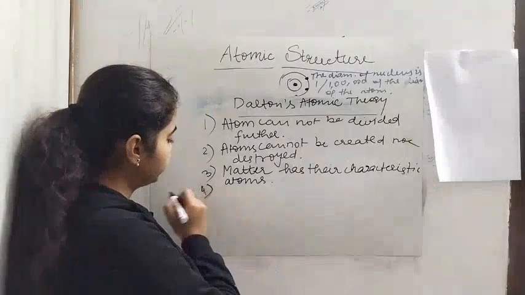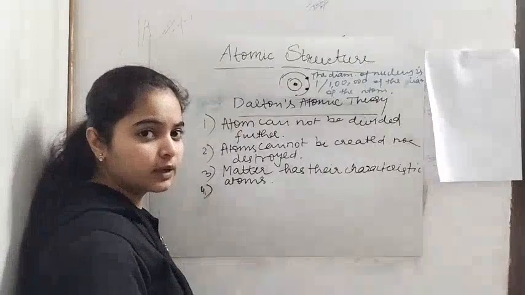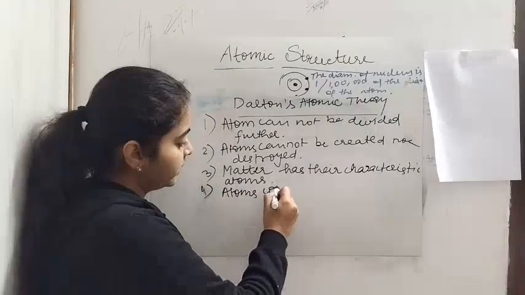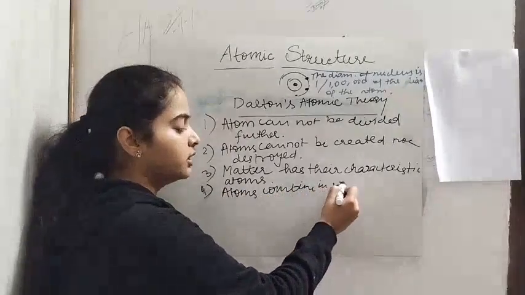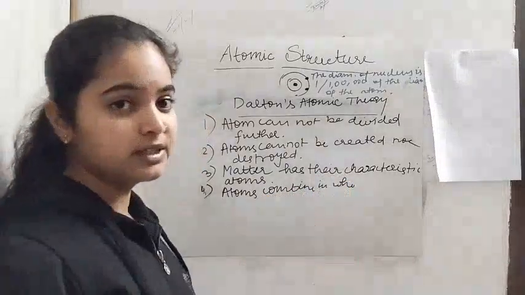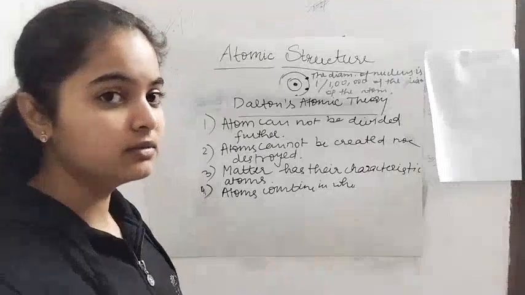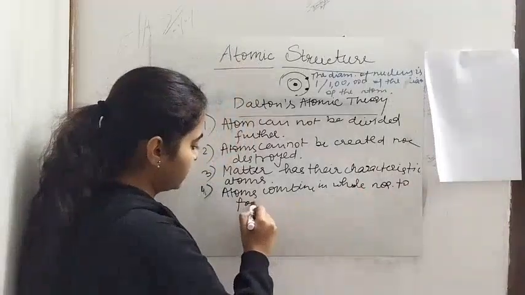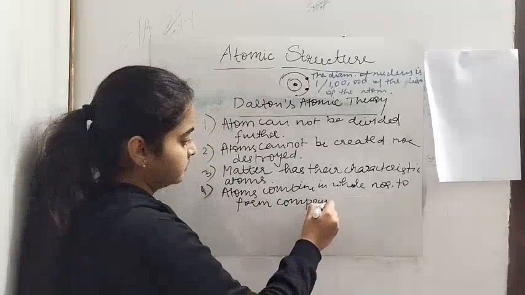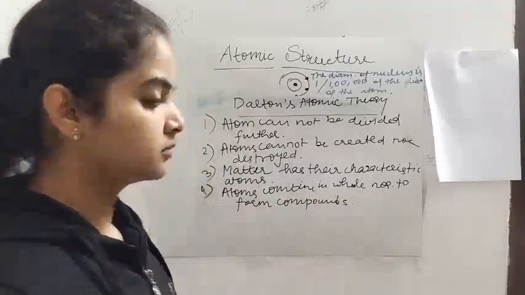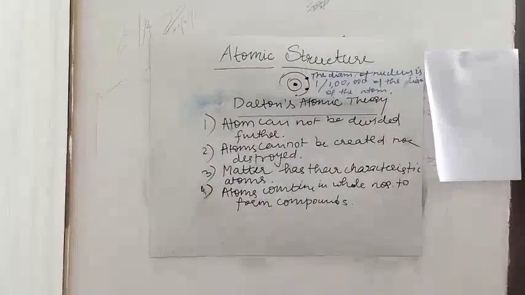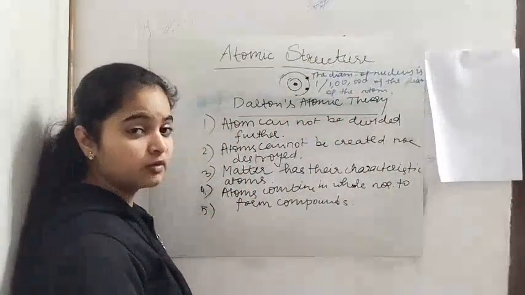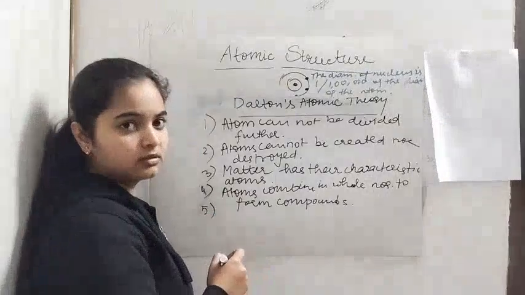Fourth point he gave was atoms combine in whole numbers because they cannot be divided further. So they will combine in whole numbers to form a compound. As they cannot be divided further, so they are whole. So they combine and form compounds. And the fifth point is the composition of a particular type of atoms is fixed for a given compound.